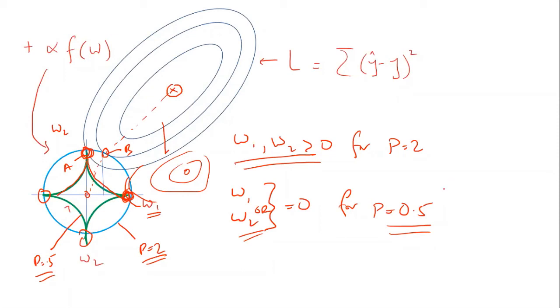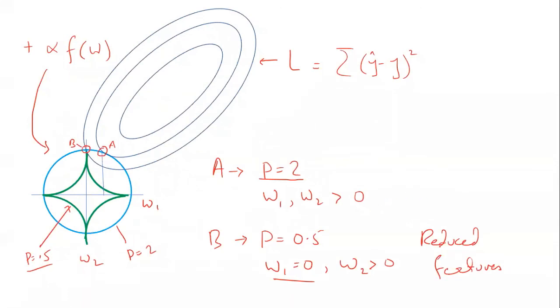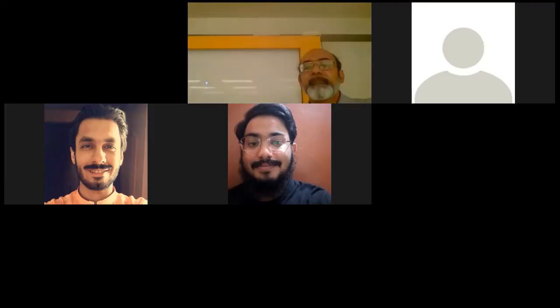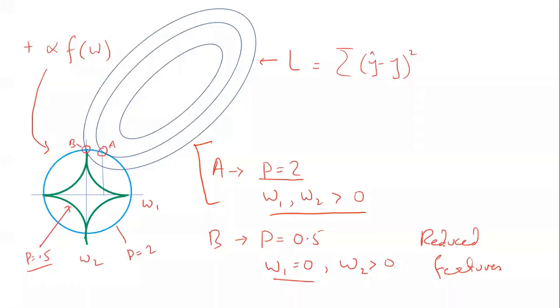So if you can see that, then you can see this particular argument that I've written over here: for p is equal to 2, okay, the point A is going to be where W1 and W2 are not necessarily 0, but for p is equal to 0.5, you're going to have one of these two equal to 0. That's where the optimal solution is going to be, okay?